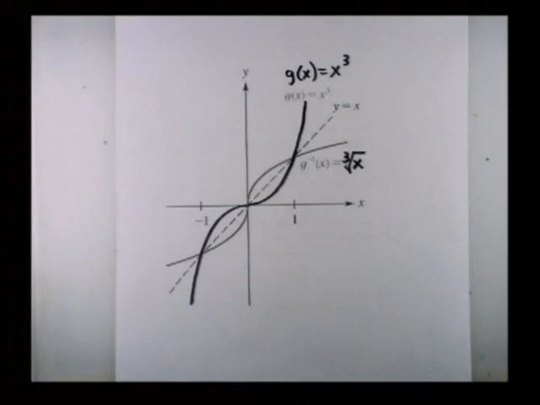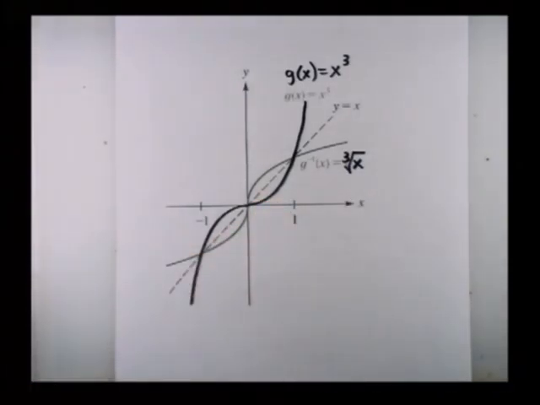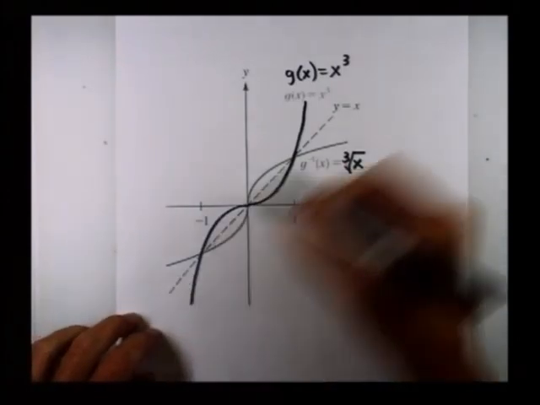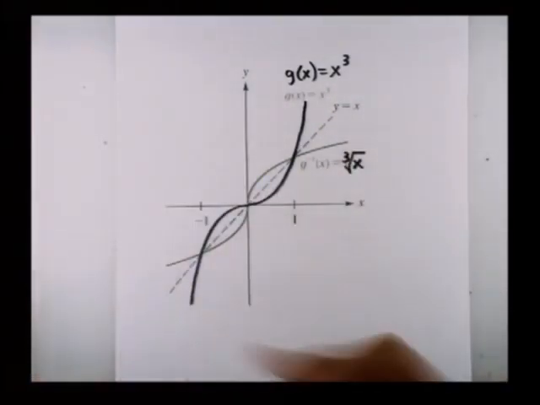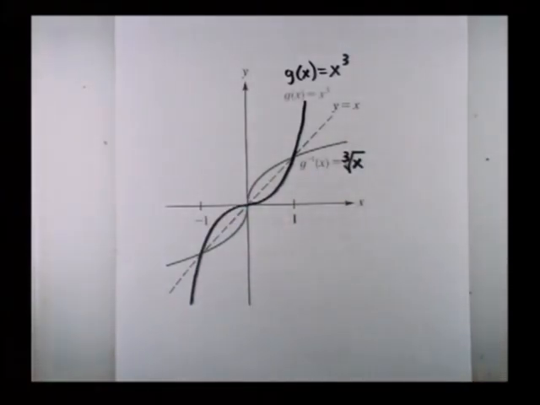Now, what happened when x and y traded places is that what used to be on the x is now on the y-axis. What that does for us is it gives us a reflection over the line y equals x. Y equals x, they traded places. So what happened is we get this reflection. They are reflections of one another over the line y equals x.